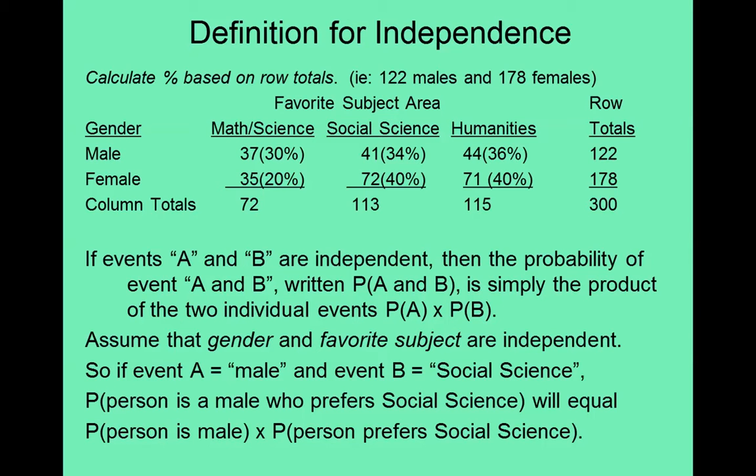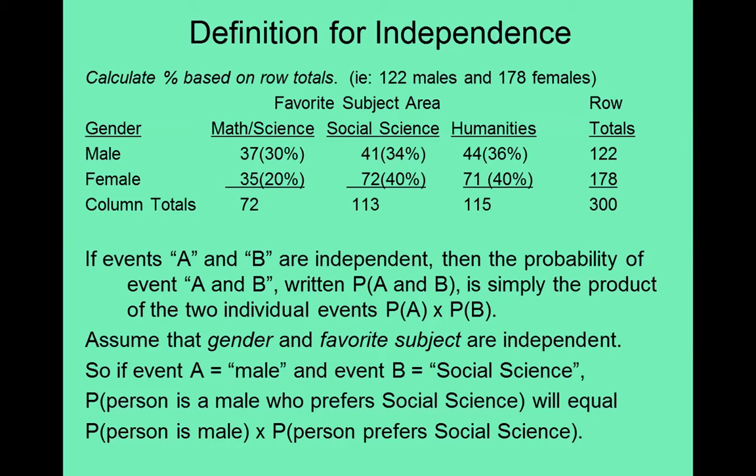Since the percentages were calculated based on each row, the comparisons are made among the column percent values. So you would compare the 30% to the 20% under math and science, the 34% and the 40% under the social science area, and the 36 and 40% under the humanities area.